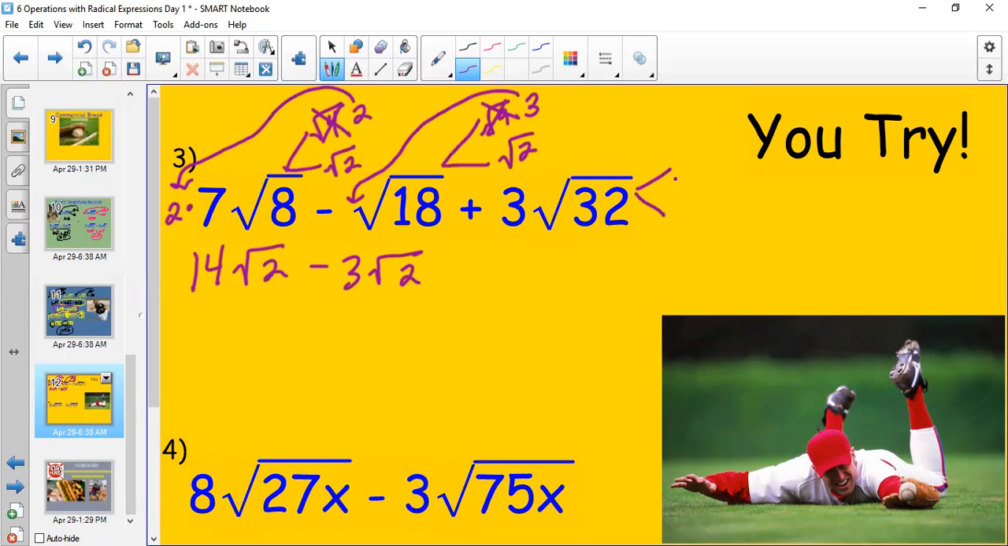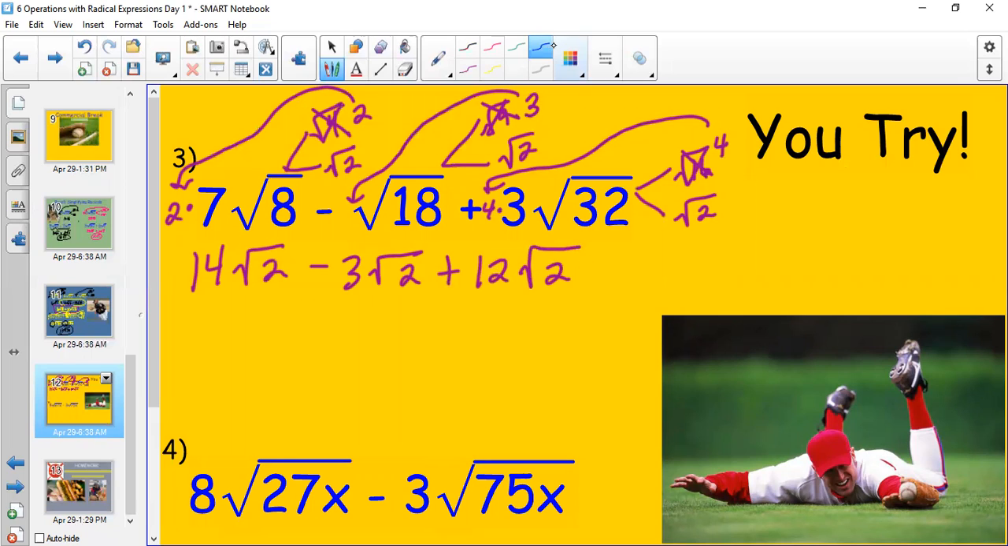32, the biggest one, is 16 times 2. Square root of 16 is 4. That's going to come out front with the 3 to be multiplied with it. That would give us 12 square root 2. Now they're all square root 2, so I can keep the square root of 2 and add across my coefficients. 14 minus 3 is 11, plus 12 is 23 square root 2.